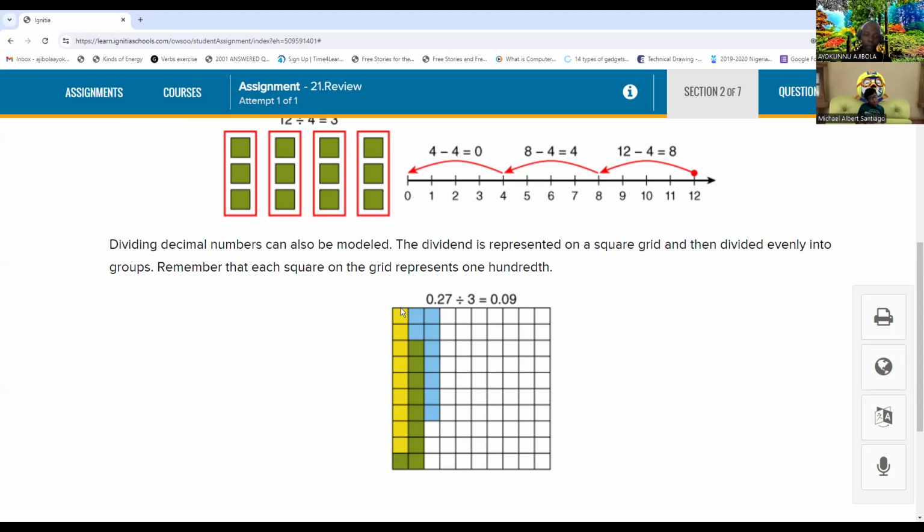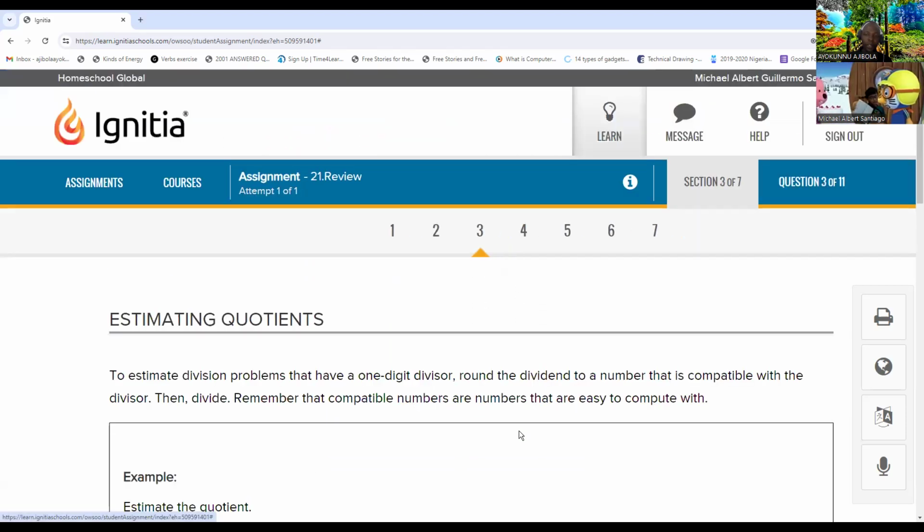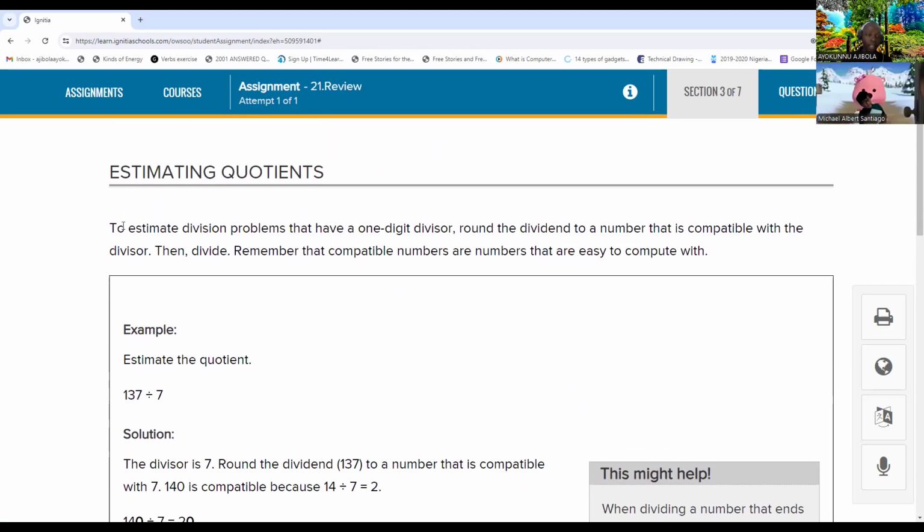So the content of each group, or the quantity of each group, the number of boxes or grids in each color, represents our quotient. Is that clear? Okay. So let's go to the next session. To estimate, yeah, this is estimate. Estimate, okay?